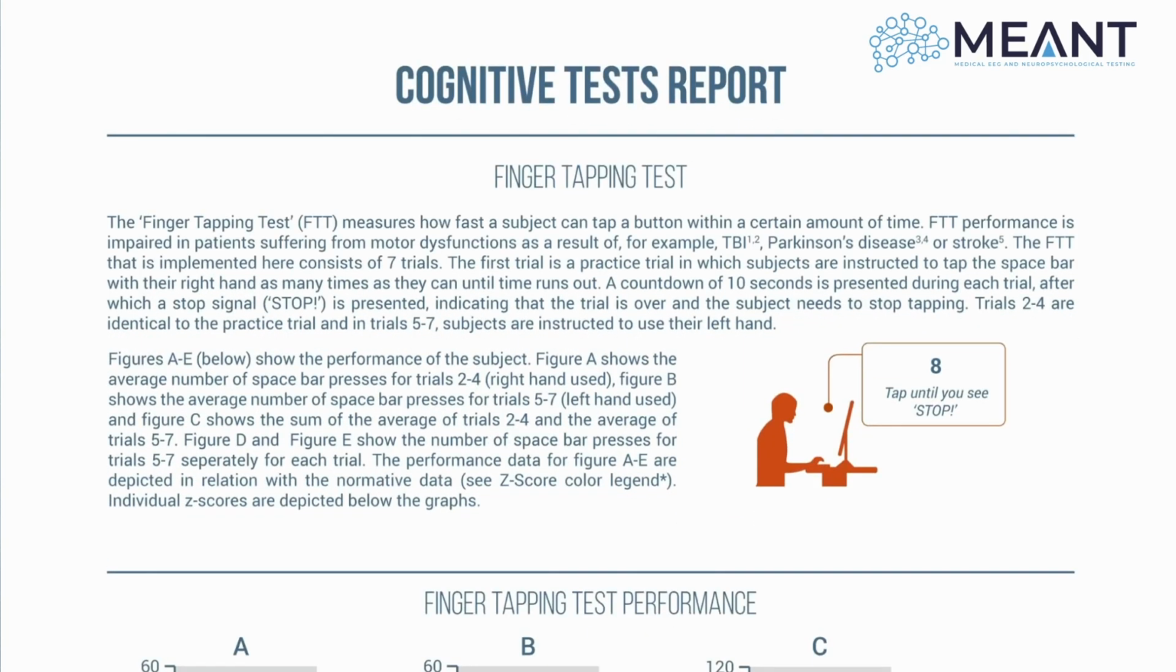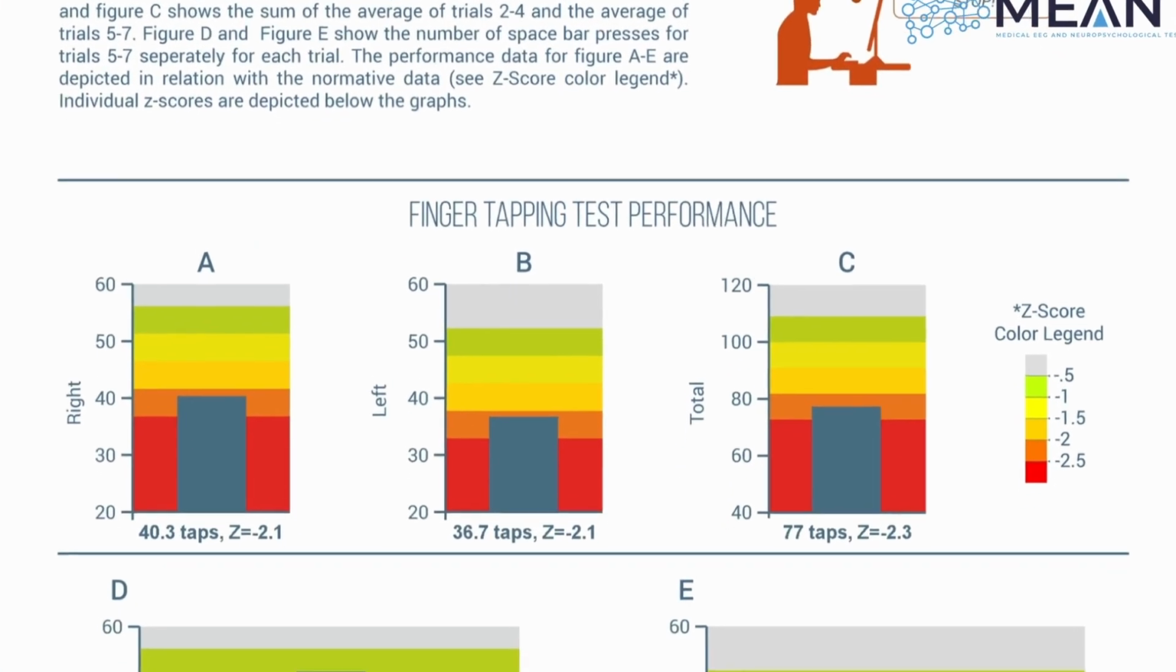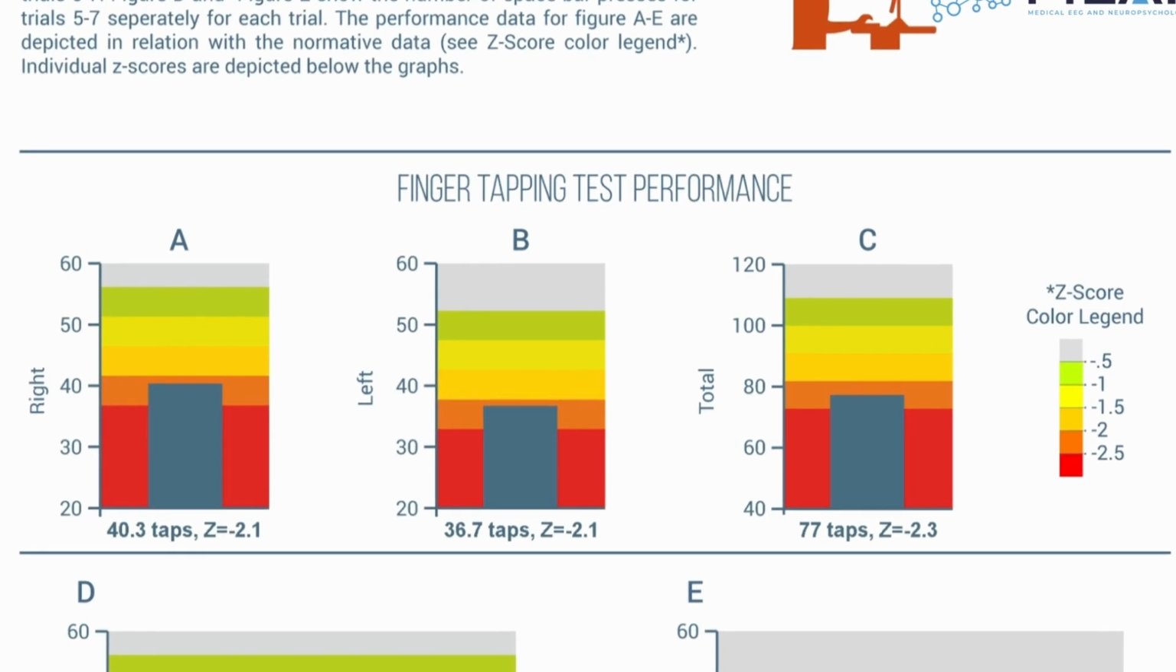Here's the result page for the finger tapping test. The top of the page contains general information about the test and the graphs. Let's zoom in on the first row of figures. Figure A shows the average number of taps for trials 2 to 4, where the right hand was used. Figure B shows the average number of taps for the left hand, and Figure C shows the total number of taps for right and left hand combined.